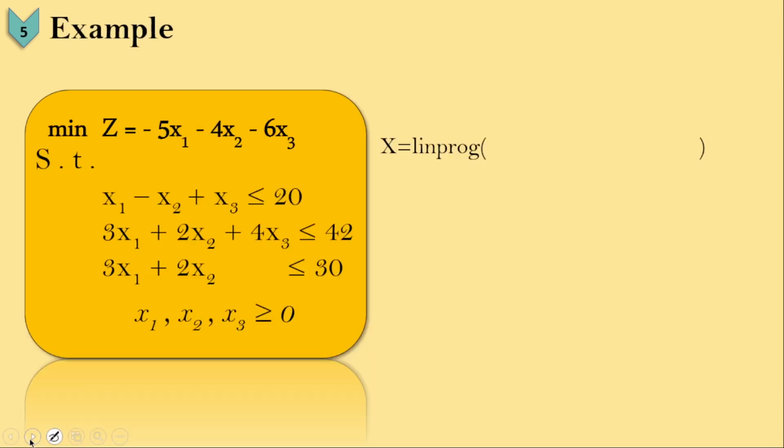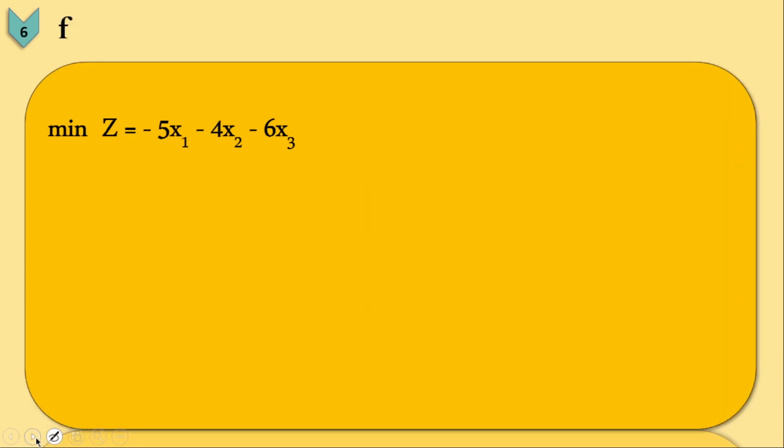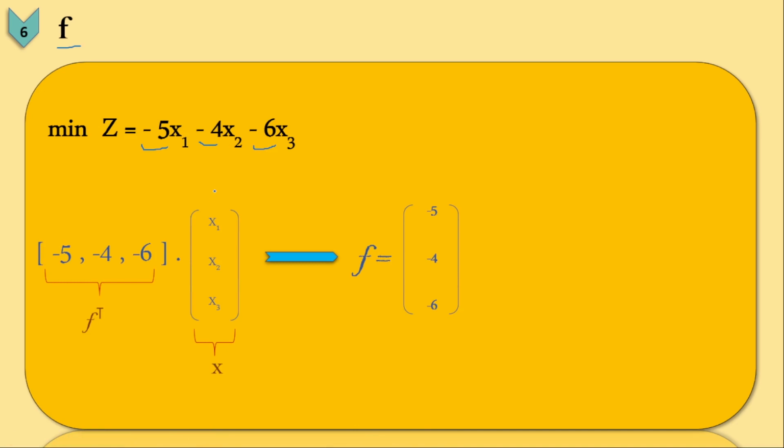So let's solve a real problem. You can see here an objective function subject to 3 inequality constraints. For solving this problem with the linprog command, we should provide f, A, b, Aeq, beq, lower bound, and upper bound from our problem. In the previous slide, we defined f as the coefficients of the decision variables in the objective function. So for stage 1, we should extract f. And here you can see -5, -4, and -6 as the coefficients of x1, x2, and x3. So for extracting f, we should convert f transpose to a column matrix.